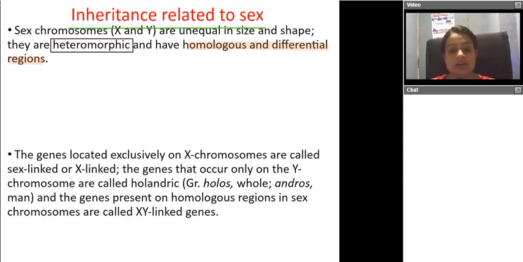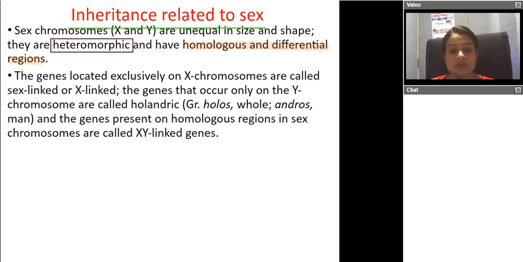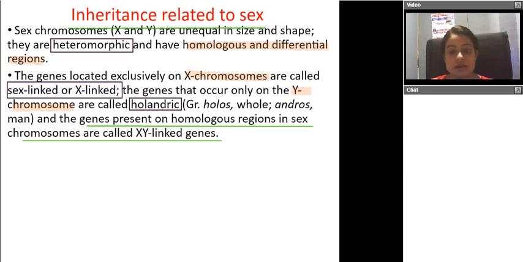The genes that are located exclusively on the X chromosomes are called the X-linked genes, and the genes that occur on Y chromosomes are called the Y-linked genes or the Holandric genes, where holos means whole and andros means a man. So the genes present on the homologous regions in the sex chromosomes are called XY linked genes.